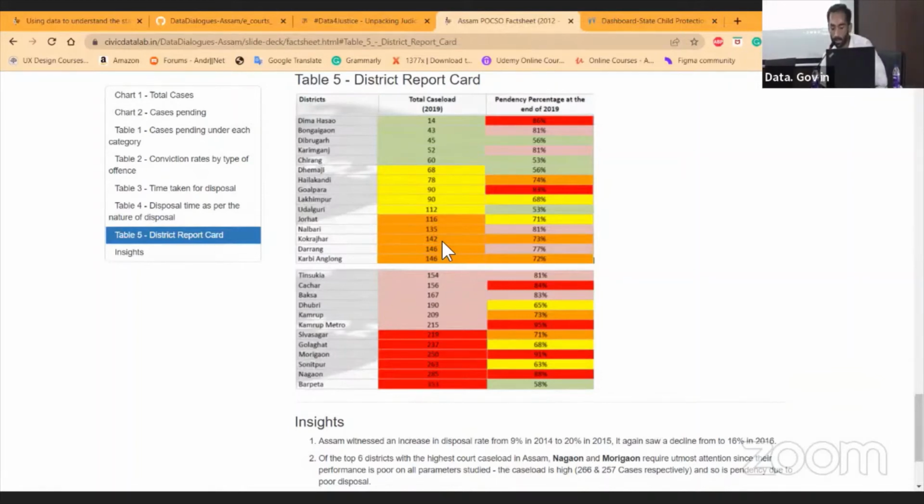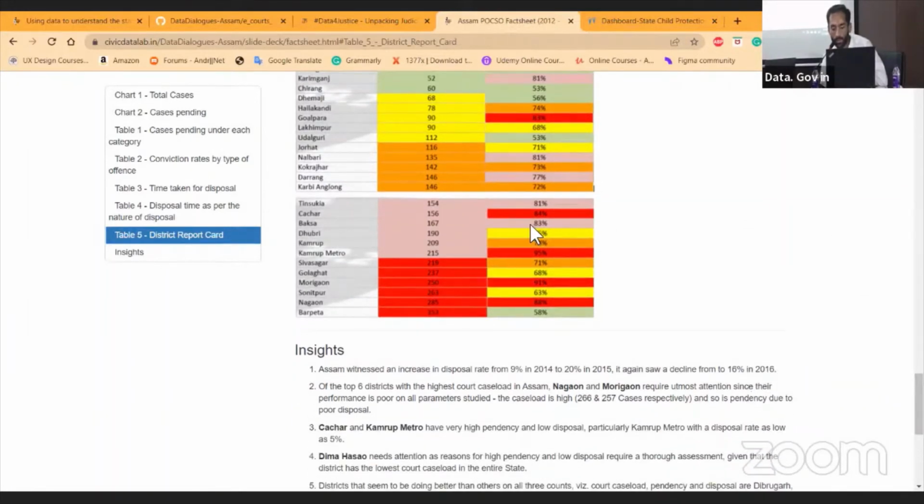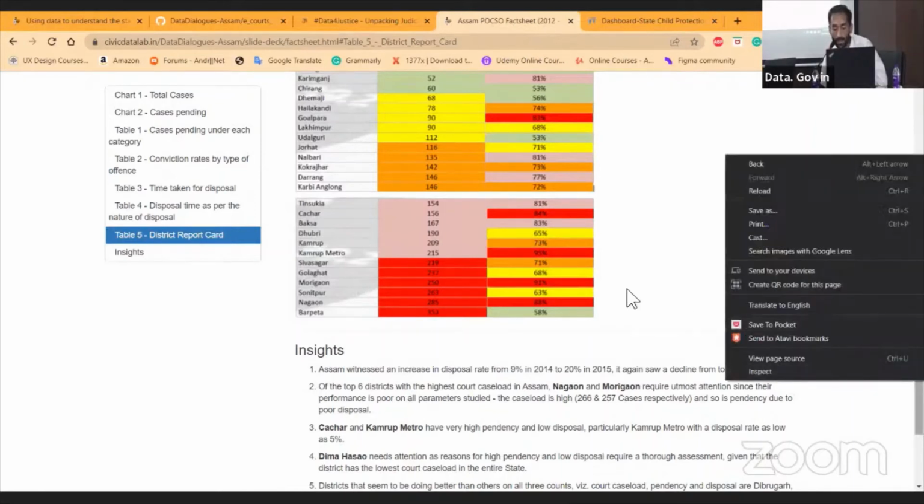So this is again a very simple logic. Now you see the total caseload, and this is for 2019 for all the districts. This is in increasing order, and then the pendency percentage at the end of 2019. It's very visible that there are some courts which have a lot of caseload, but they are also able to close cases quickly. Now, this is just the numbers. We don't know about the quality of how that is happening, but as far as the numbers are concerned, there are good examples. For example, in Barpeta the caseload is very high, 353 cases in a year, but the pendency is low, which means it's doing decently compared to others.